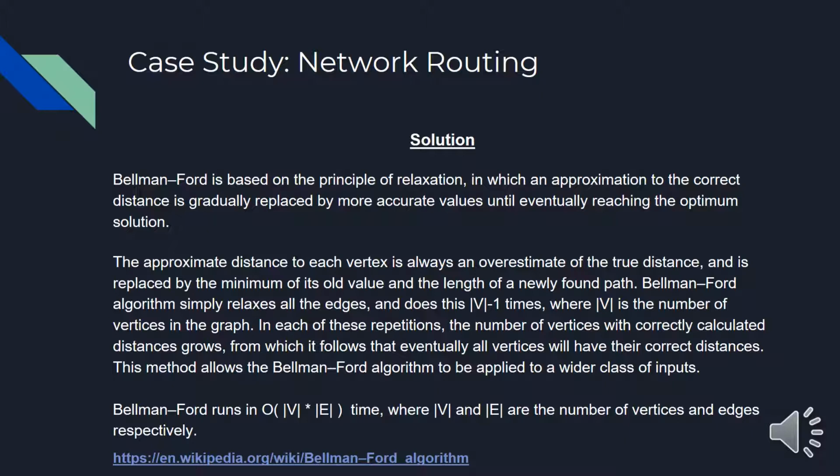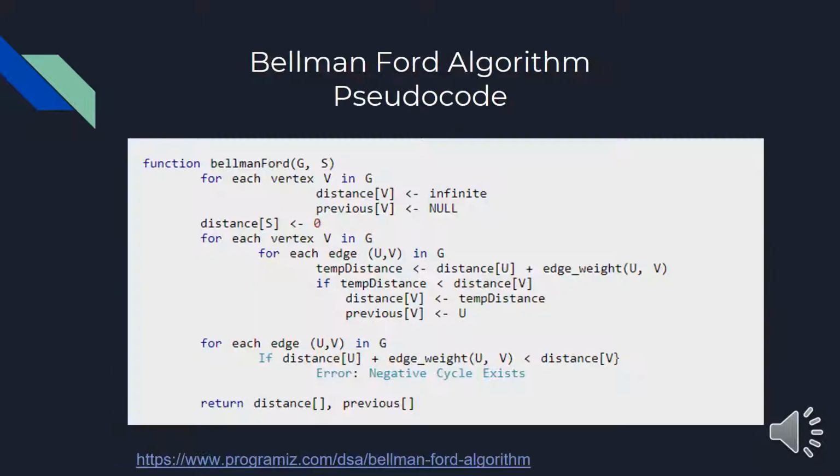The algorithm loops over the graph v minus 1 times, where v is the number of vertices in the graph, or in our case, the number of routers in the network. The algorithm runs in big O of v times e, where v is again the number of vertices or routers, and e is the number of edges or paths between routers. Here's the pseudocode for the Bellman-Ford algorithm. Feel free to pause the video if you wish to analyze the algorithm in further detail, but for now we'll move on and discuss distance routing protocol more specifically.